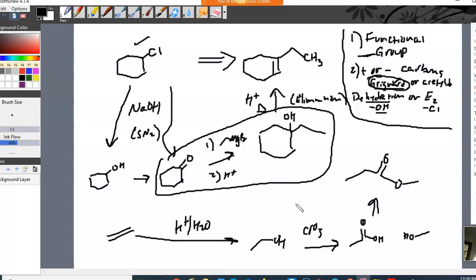Okay? Anyone do something different? Did something different, that's fine. I mean, there's more than one way. Like, you could have eliminated, made a double bond, and then add acid and water to make the alcohol. I mean, there's lots of different ways. This is probably the shortest route of doing it.